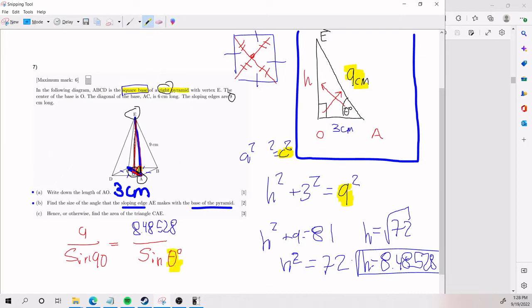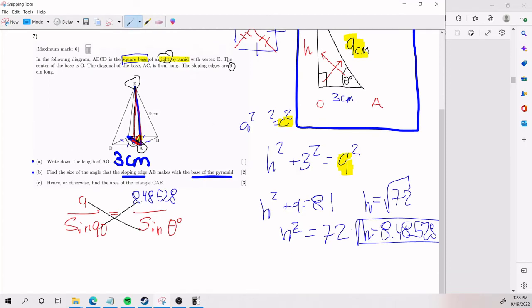I just need to get theta. I need to get theta alone, and that will be the angle that I need for part B. So to solve from this step onward, I need to first cross multiply, ¿cierto? And so I end up with 9 times sine theta equals 8.48528 times sine 90. See? I need to keep getting theta alone, so I'm actually going to divide by 9 on both sides.